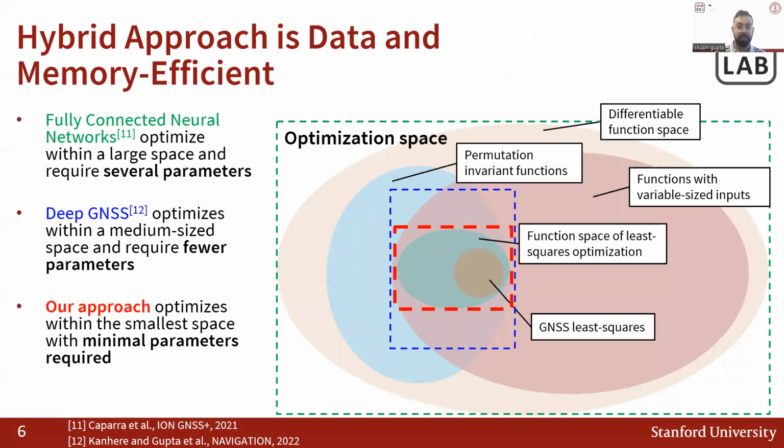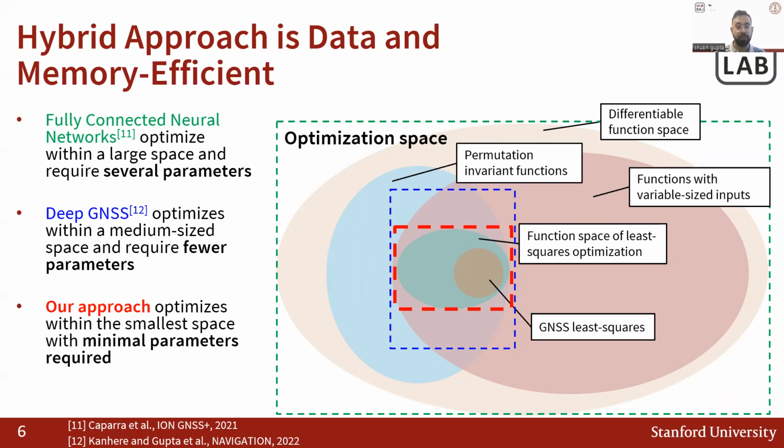So this proposed hybrid approach is also advantageous over other learning-based approaches by being more efficient in terms of data and in terms of memory. To visualize why that is the case, we look at the optimization space that the existing learning-based approaches operate in. And as the size of this optimization space is reduced, the approaches get more data and memory efficient because they rely on fewer parameters that need to be optimized.